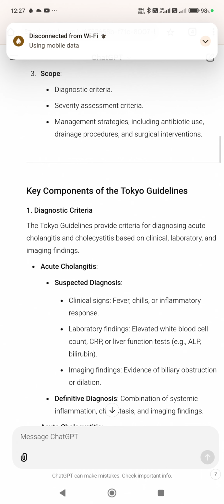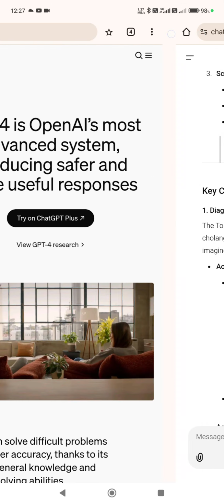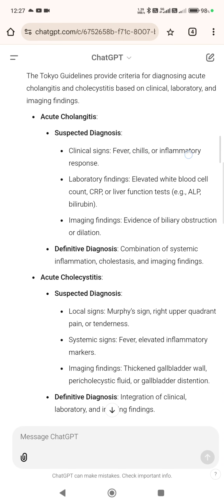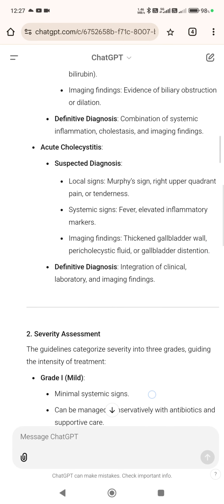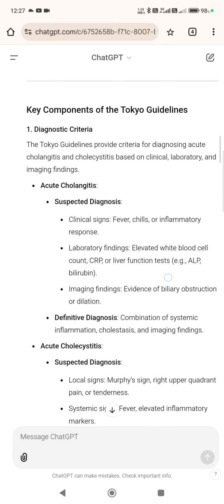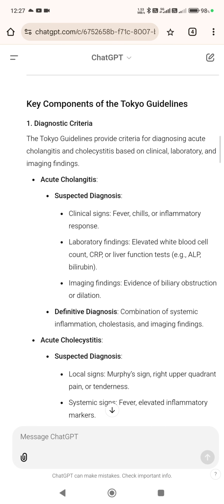Key components of the Tokyo Guidelines. 1. Diagnostic criteria. The Tokyo Guidelines provide criteria for diagnosing acute cholangitis and cholecystitis based on clinical, laboratory, and imaging findings. Acute cholangitis: suspected diagnosis, clinical signs, fever, chills, or inflammatory response.